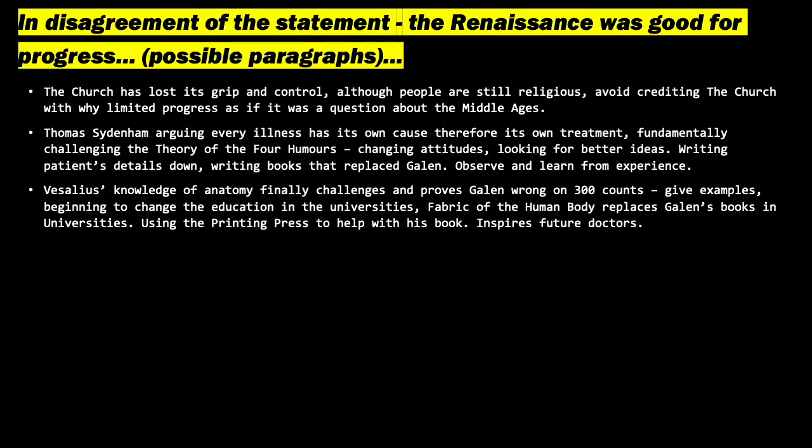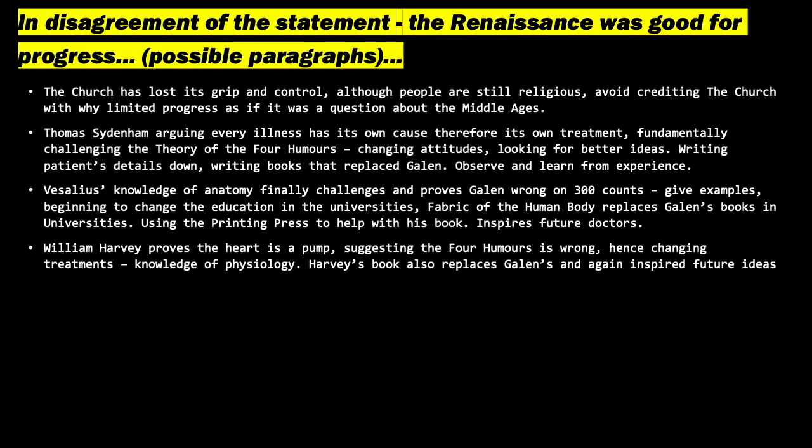His book, The Fabric of the Human Body, ends up in university, absolutely replaces Galen's book. His images, his pictures that were in those books are scale, 3D, realistic, everything a surgeon needs or a physician needs when learning about the body. And the printing press, of course, helps with that. And Vesalius inspires future doctors. So another individual, it seems, in this period to show progress.